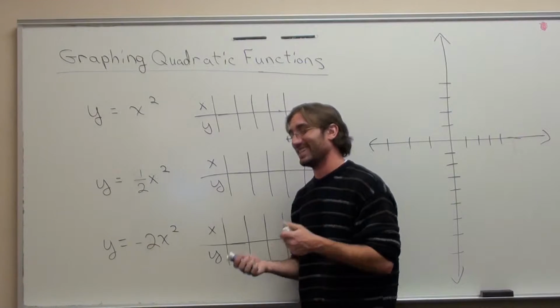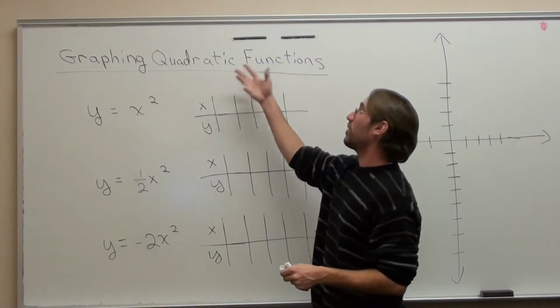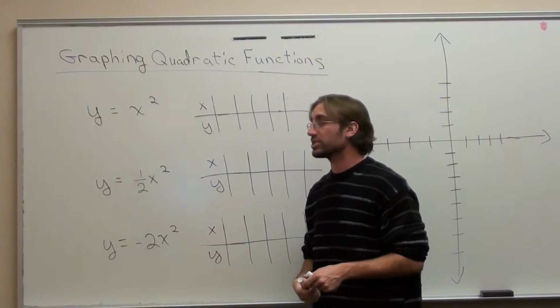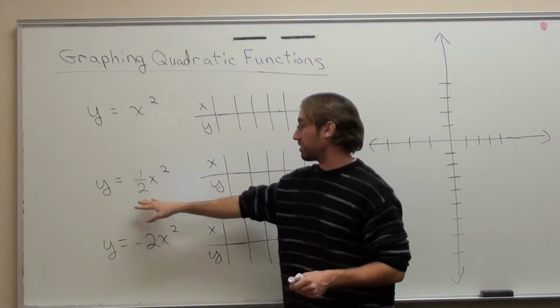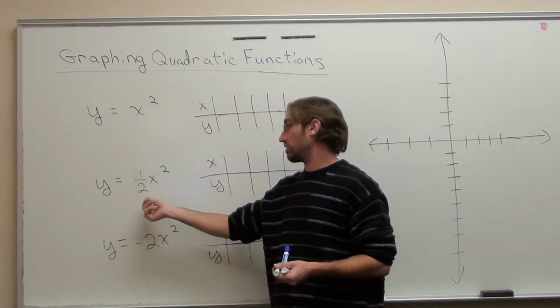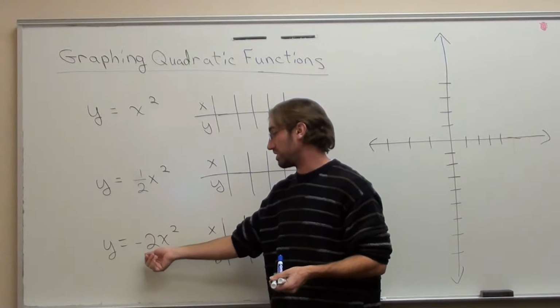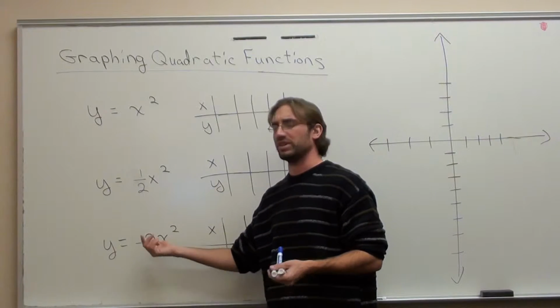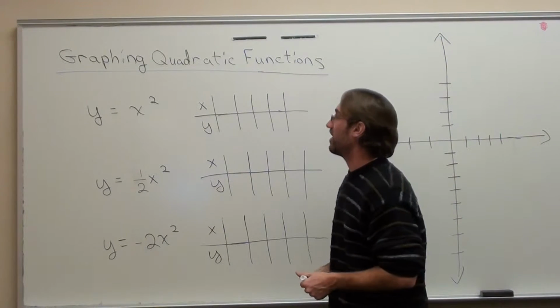Hello, I'm back again. We're graphing quadratic functions, quadratic equations still. Except now what I did was I put a number in front of the x squared. So this one is 1/2 and this one is a -2. And I wanted to do two at the same time because I thought it'd be fascinating.